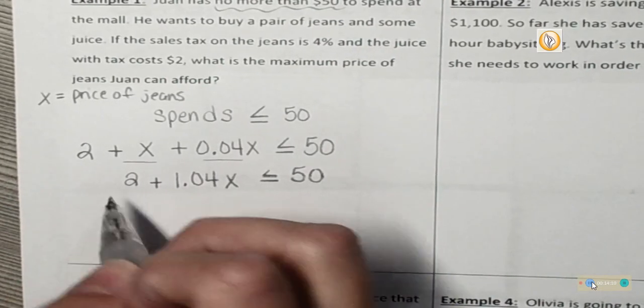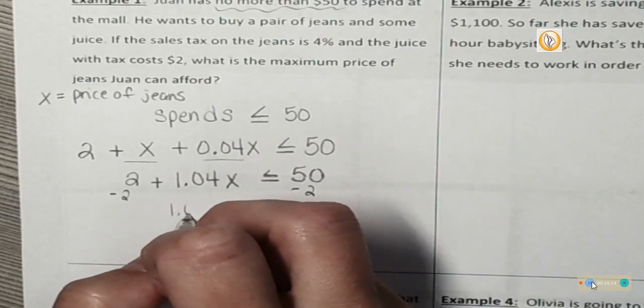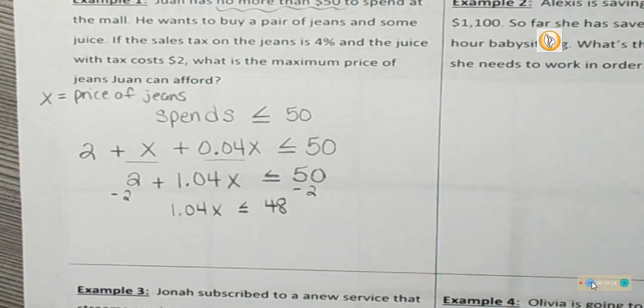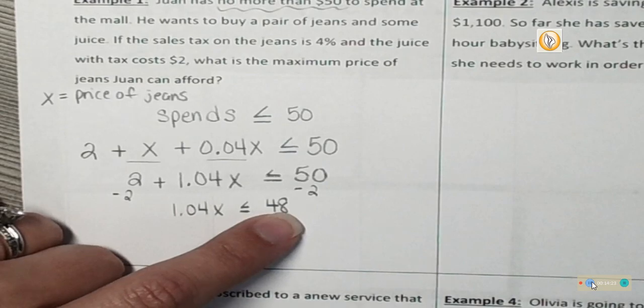So what am I going to do first? Minus 2. And so 1.04x is less than or equal to that 48. So that's what she was saying earlier. She said he's got $48 left. You could common sense this.